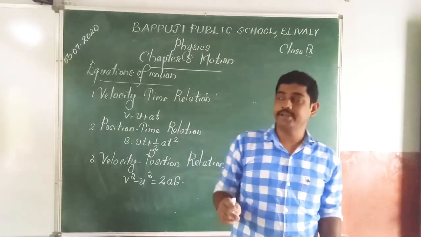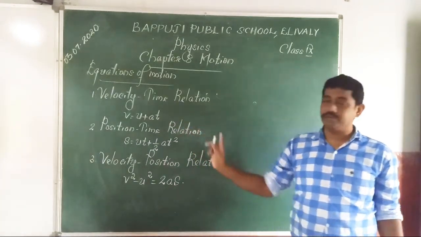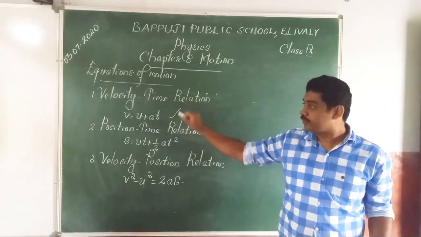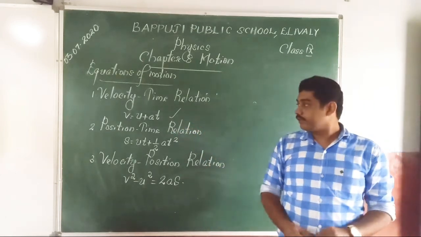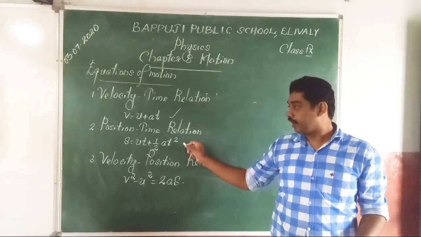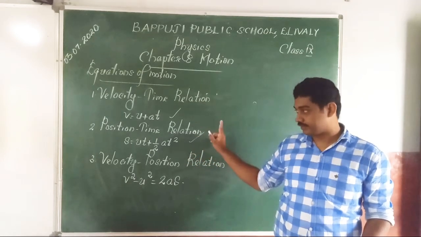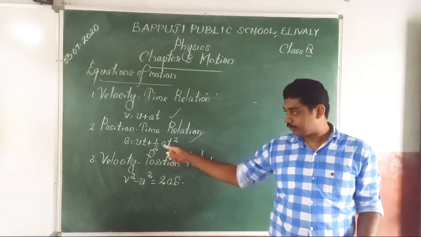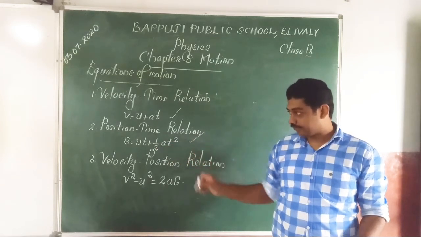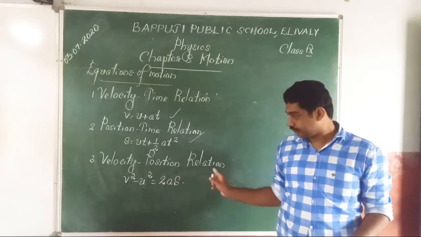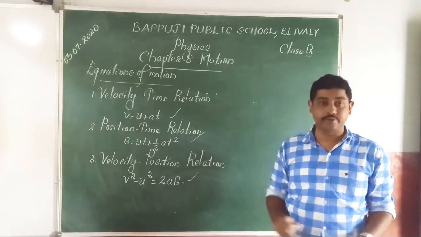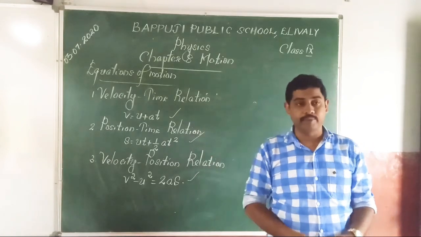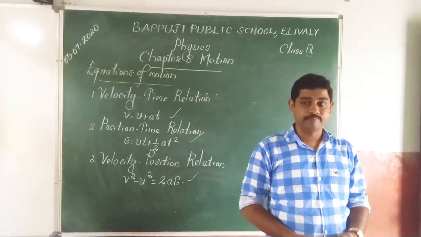There are three equations for uniformly accelerated motion. First one, velocity time relation: v is equal to u plus at. Second one, position time relation: s is equal to ut plus half at square. Third one, velocity position relation: v square minus u square is equal to 2as. These are the three equations for uniformly accelerated motion.